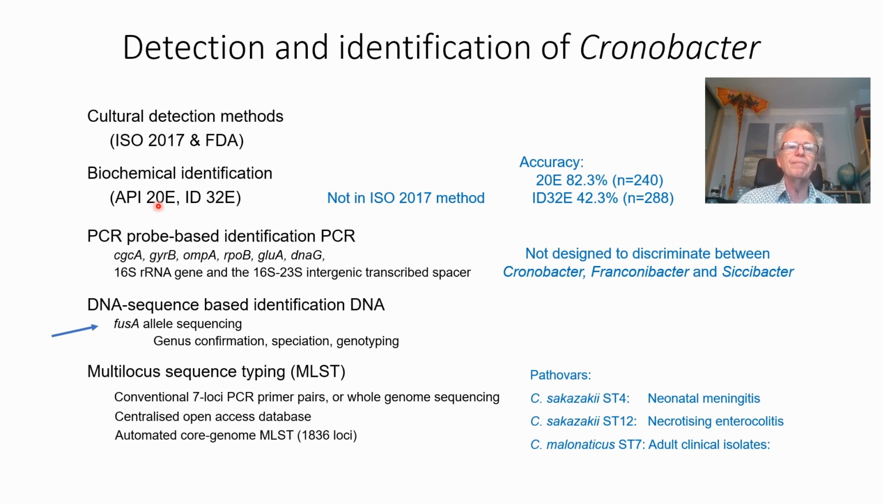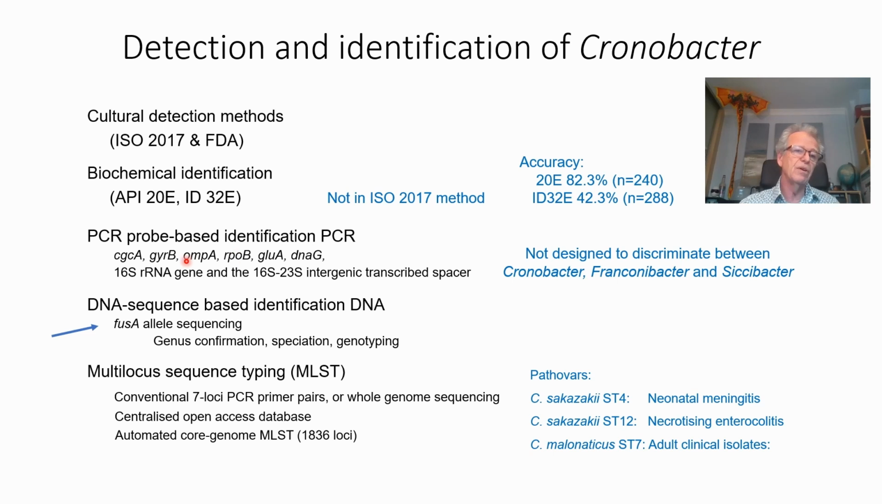Biochemical identification: many people go for these API kits. Bear in mind that those kits are not in the revised ISO method. The revised ISO method does not specify any kits, it specifies particular biochemical tests. With Emily Jackson, we published an analysis, and you can see that the 20E kit we found was 82% accurate, and the ID32 kit was only 42% accurate. So the ISO method, revised 2017, does not use specific API kits. It goes for biochemical tests.